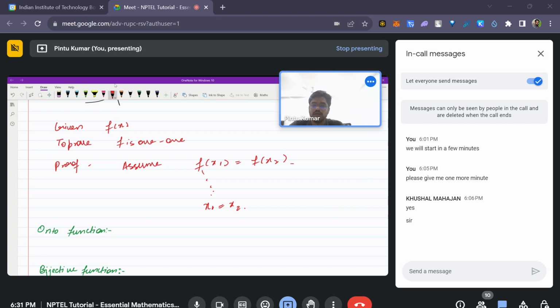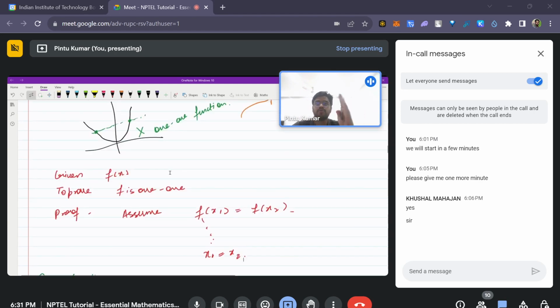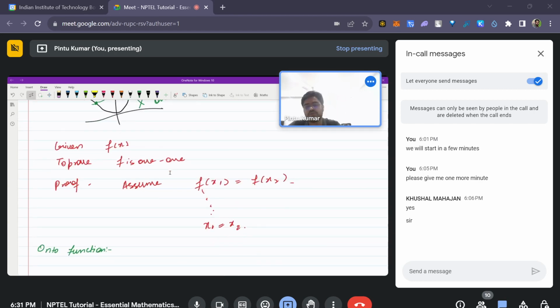What does this mean? This means that whenever your f of x1 and f of x2 are the same, then it must happen that your x1 and x2 are indeed the same values. Then that's when your function is 1-1. Okay. So if somebody asks you to prove this, you should assume this thing, and using computation, you should reach the point that your x1 is equal to x2.